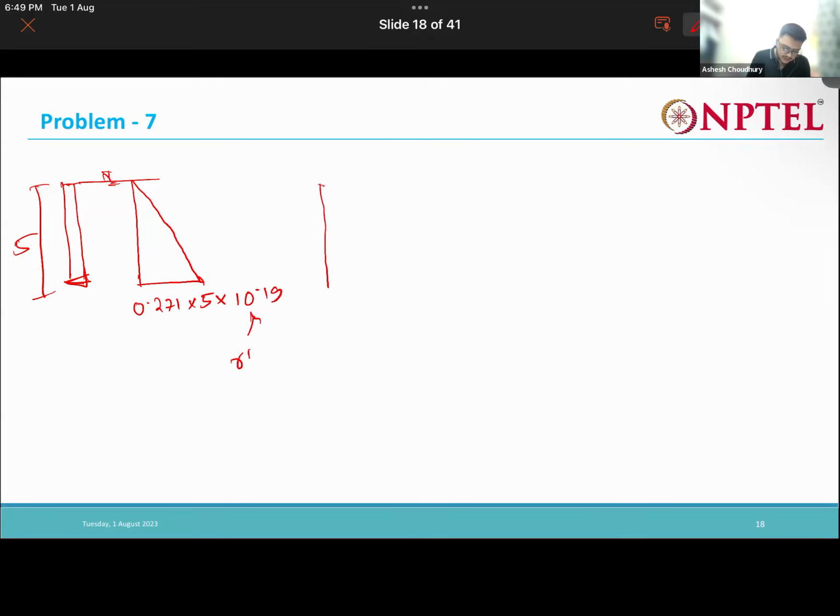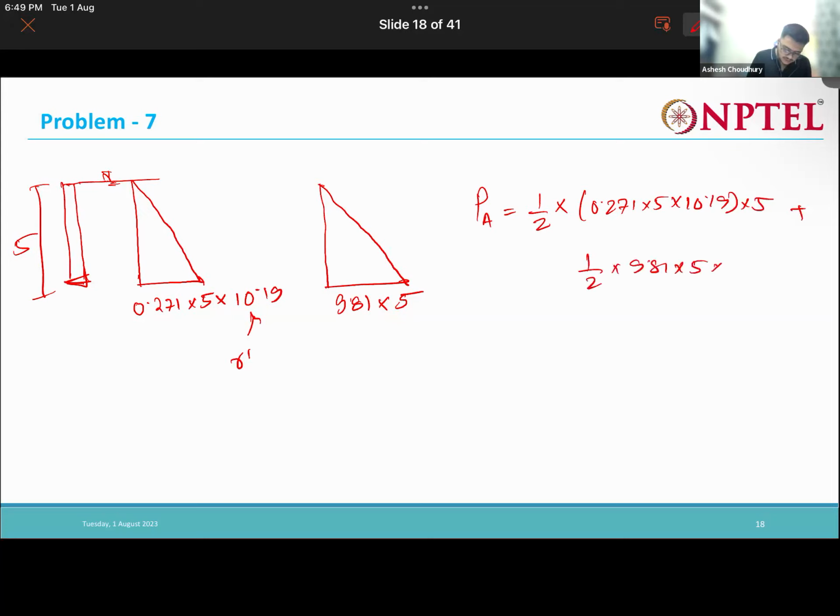And the second thing which will be acting is the lateral thrust due to the water. What will that be? It will be nothing but 9.81 into 5, right? So if you want to total it, it will be half into 0.271 into 5 into 10.19 into 5, plus half into 9.81 into 5 into 5. Right. So if we add this, it will be 157.14 kilonewton per meter. Right.